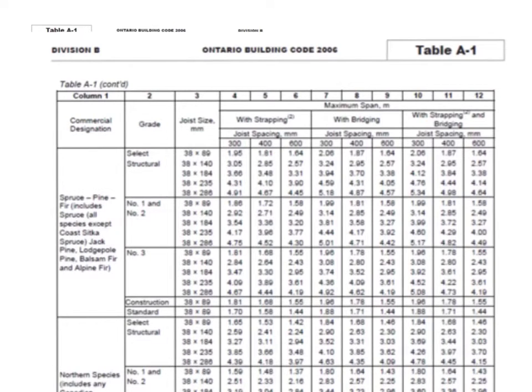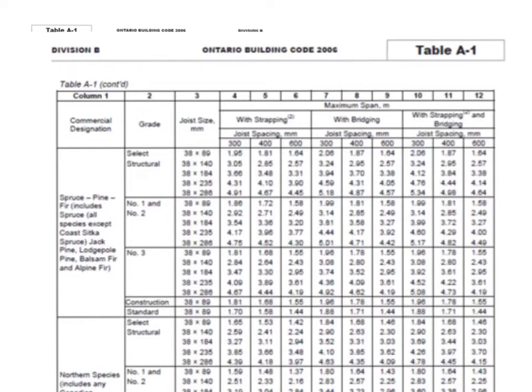So we've got commercial designation and column 1, and what that is that indicates the type of wood. So spruce pine fir is the most common type of wood used in this area, and 99% of the times you're going to get a spruce pine fir piece of lumber. We've got grade, which represents the structural strength of the lumber, and that's determined by how many knots it has, the defects it has. Select structural will be our strongest, followed by number 1 and number 2, number 3 construction, and then standard. So if we're getting lumber from the lumber store, generally it's number 1 and number 2 grade lumber.